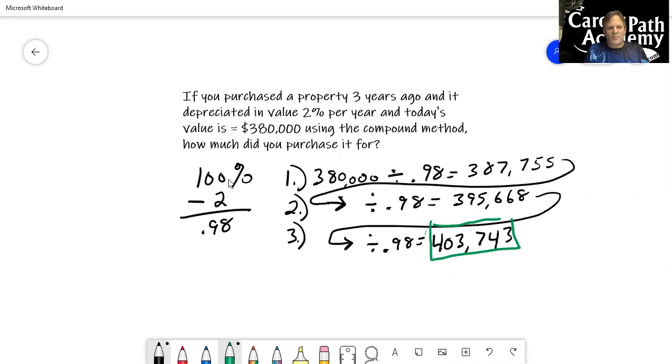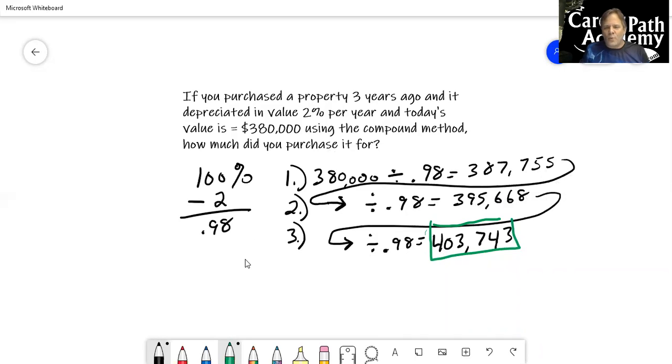So we did 100%, and because it depreciated, that's a loss of value. We subtracted from 100%, 2% per year. So 2%, and that gives us 0.98. So we know today's value is 380. So we took 380,000 divided by 0.98, gave us 387,775. We took that number, we divided it by 0.98 again, gave us 395,668. We took that number and we divided it again by 0.98, and it gave us 403,743. That's using the compound method. That's how much we bought it for.